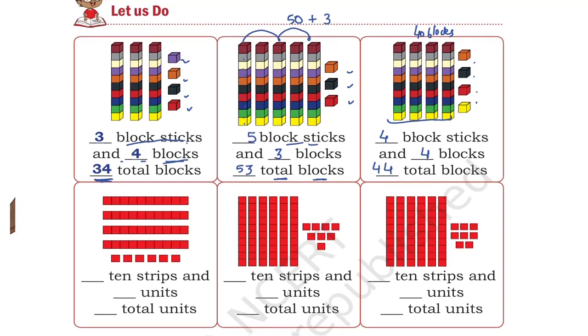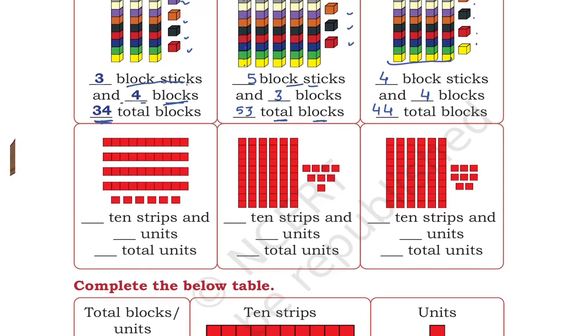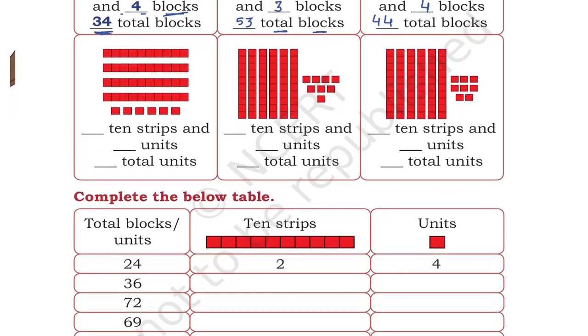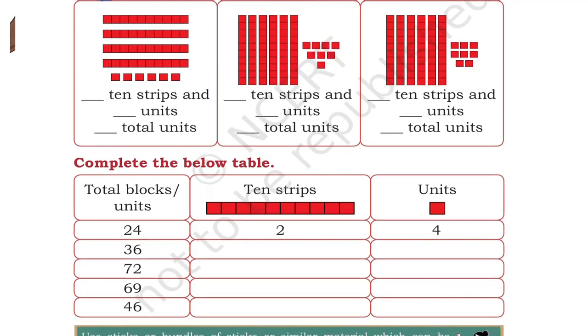Now moving on to less colorful blocks. These are red, the above ones were colorful. Okay, now the question says dash 10 strips and dash units. How many will be the total units? Dash 10 strips. So it's a strip of 10 units. How many strips do you see? I see 4 10 strips. And how many units? 3 plus 3.